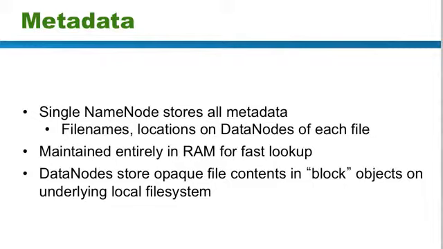Data nodes store the opaque file contents in block objects. Basically, if you have a 1 gigabyte file, that 1 gigabyte file will be split into chunks, stored on different machines across the cluster, and replicated 3 times. So it's very complex, but all of these complexities are hidden under the covers to the actual user.